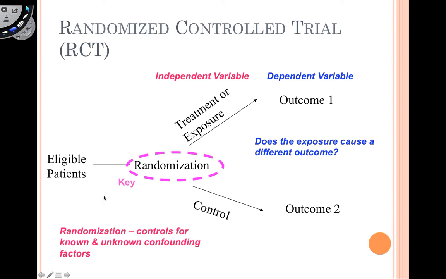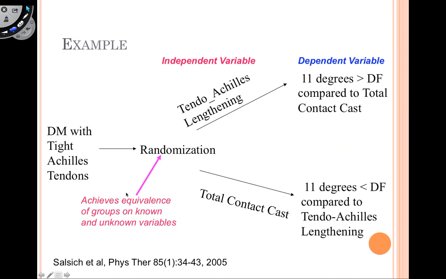Now, one of the things that's interesting is the importance of the randomization. And the randomization really is important for controlling both known and unknown confounding factors that might influence the intervention and control groups in ways that we don't understand. And that's the importance of the randomized controlled trial and why it's weighted as the level 1 evidence.